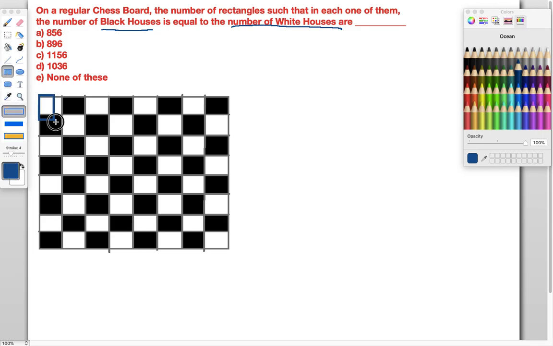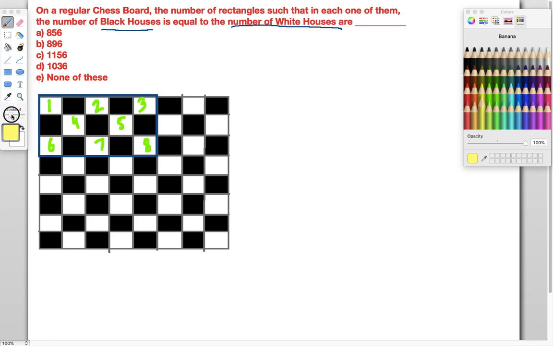Let's say this is a rectangle of the dimensions 3 by 5, where 3 units is the length and 5 units is the width. If you count how many houses are there, white and black: the number of white houses is 1, 2, 3, 4, 5, 6, 7 and 8. And the number of black houses is 1, 2, 3, 4, 5, 6 and 7. So is the number of white houses equal to the number of black houses?